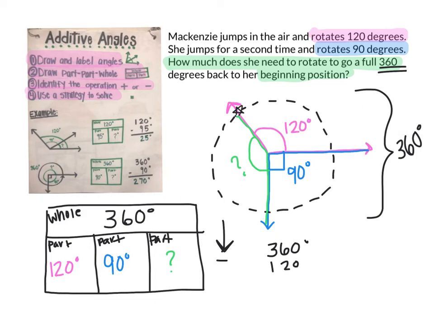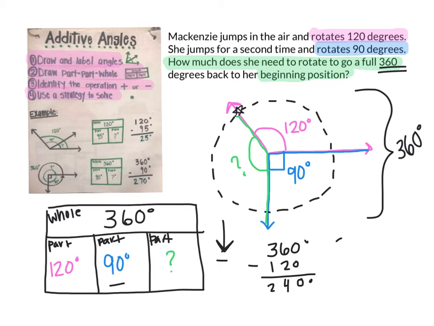360 minus 120. 0 minus 0 is 0. 6 minus 2 is 4. And 3 minus 1 is 2. So now we're at 240 degrees. But we're not done yet. We still have to subtract our 90 degrees.